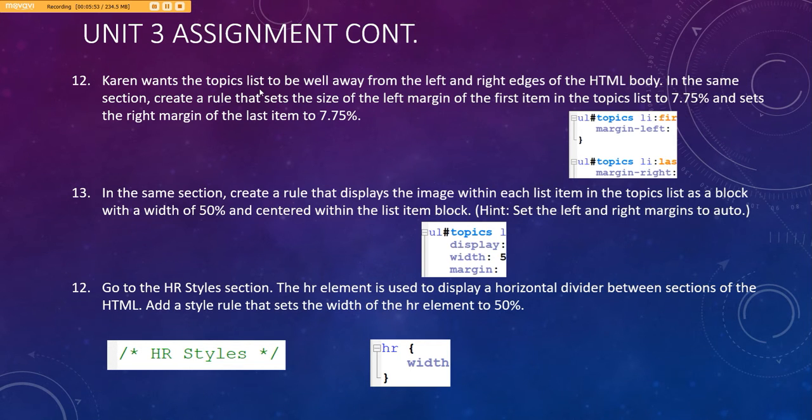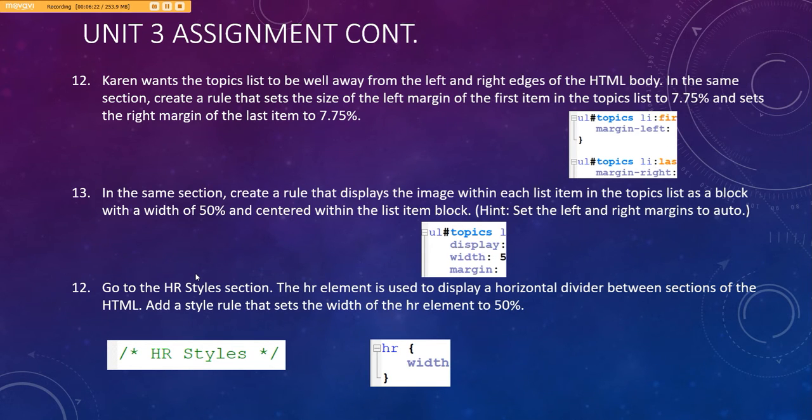Karen wants the topics list to be well away from the left and right margins of the HTML body in the same section. Create a rule that sets the size of the left margin of the first element in the topic to 7.5 and sets the right margin of the last element to 7.5. So this is the example of the first element and then the last element.